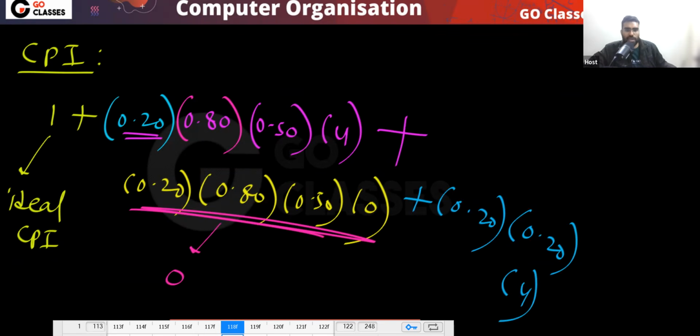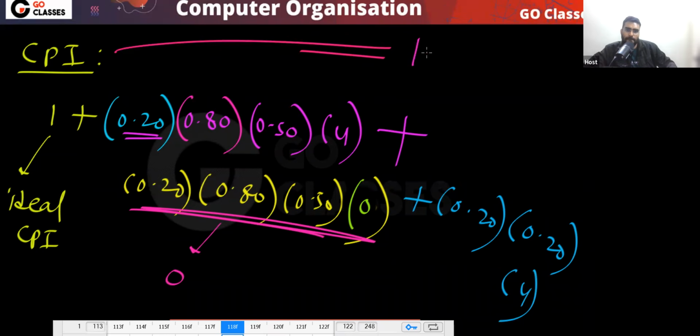So what is the final answer? Can anyone calculate this and tell me the final answer? Take your calculator, you can do this very easily. Tell me the answer.